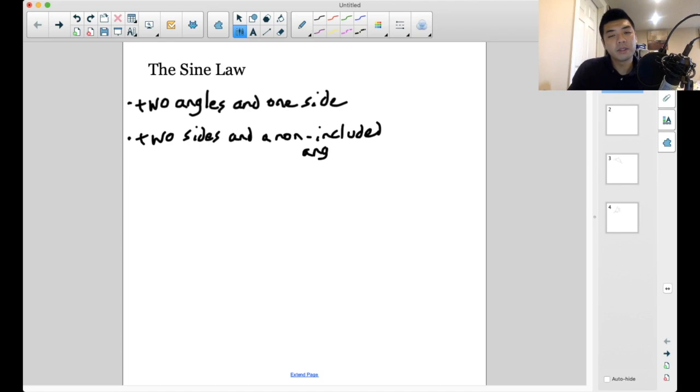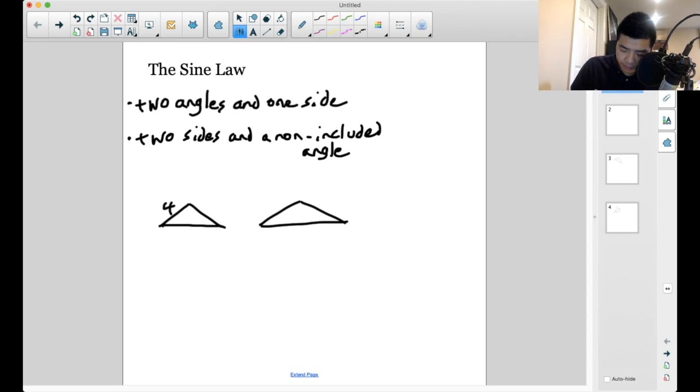Now the question becomes, how do I know what a non-included angle is? Well, let's go ahead and draw two triangles here, both exactly the same. I will say that that side's 4 and this side is 8 units long. Let's go ahead and highlight those two known sides in each triangle.